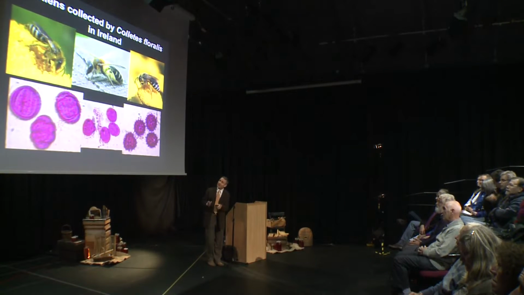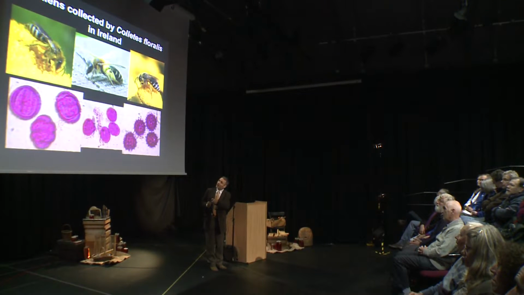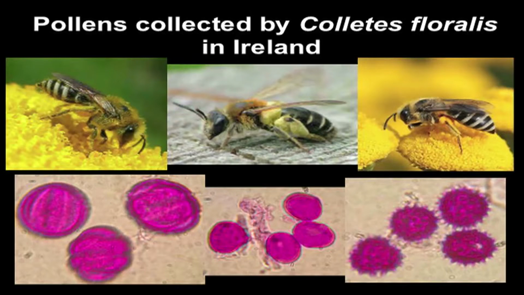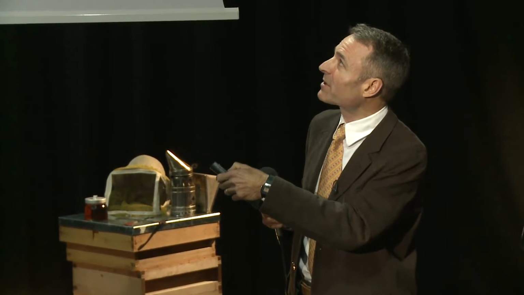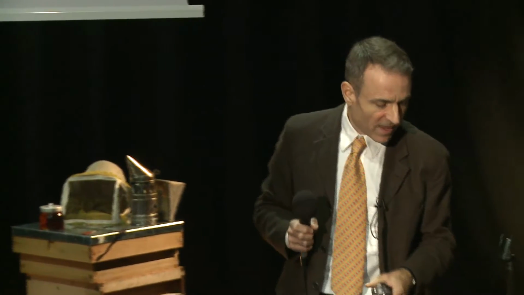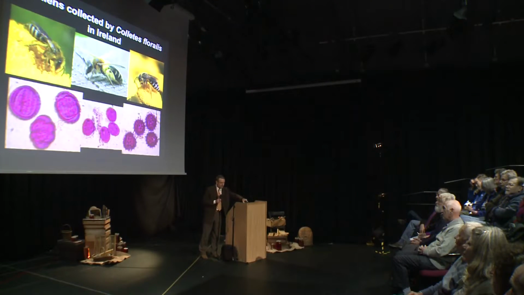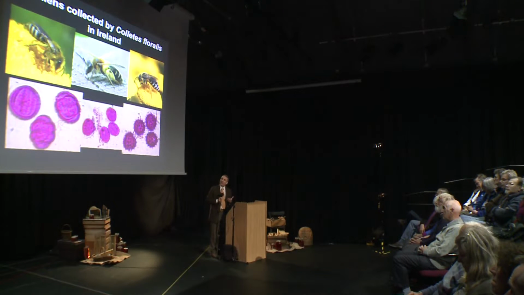And this is one of the species that I used to study in Northern Ireland, Colletes floralis. There's the yellow pollen that it's collected. Here are pollen grains, greatly magnified, and they are much easier to capture in branched hairs. So therefore, bees have evolved branched hairs, and all bees have these branched hairs.